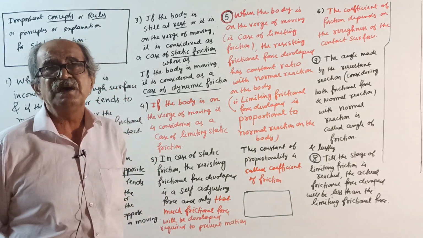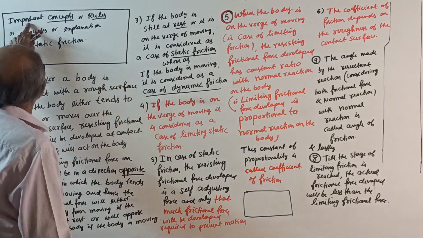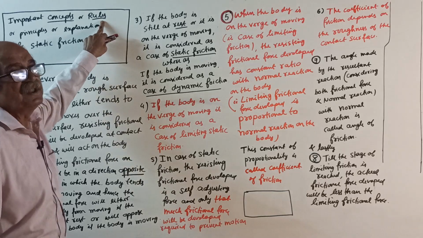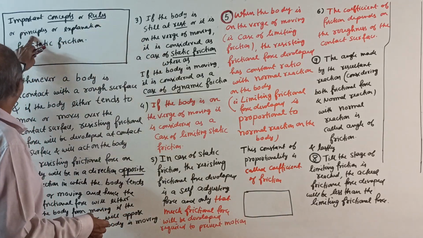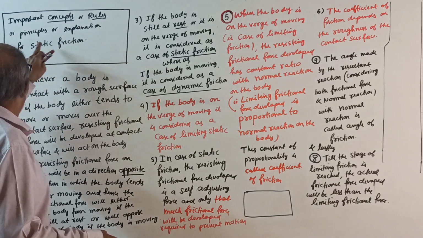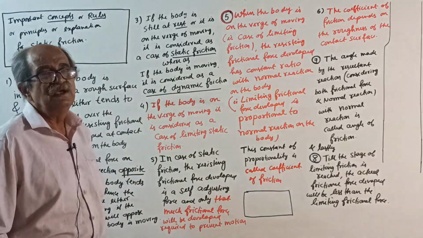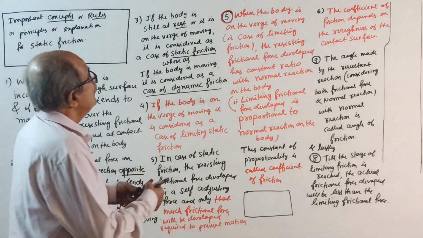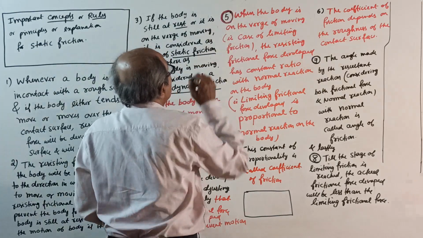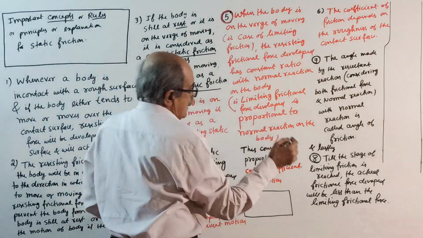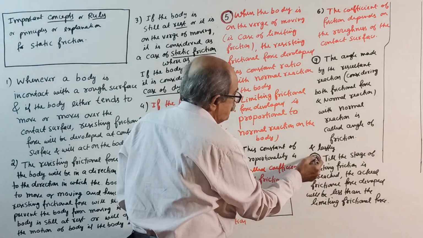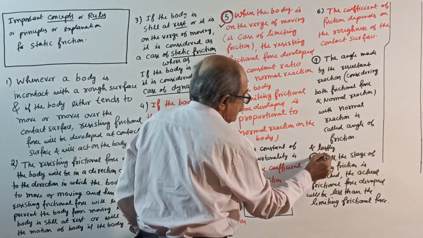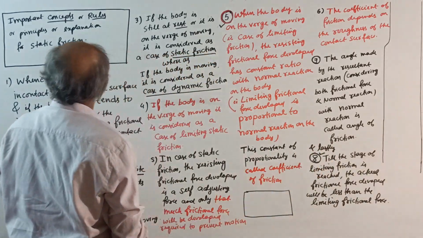Sometimes theory questions are asked. So the important concepts, you can call them concepts, or some people say rules or principles or explanation for static friction. That is a summary of all that I told. One by one I will tell. See here, the fifth one I wrote in red color and rounded, and the eighth one. These are very important. For the fifth and eighth, I will give a little more explanation. Okay, start, one by one.